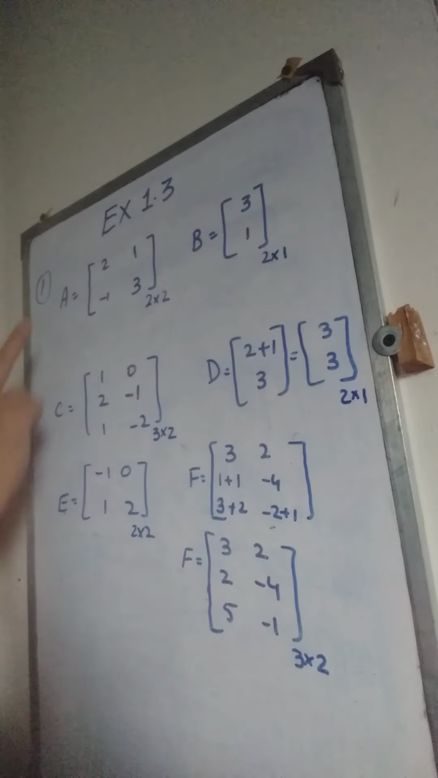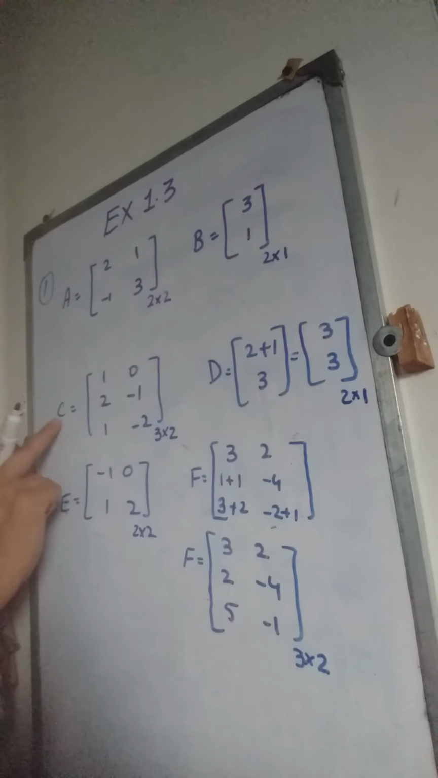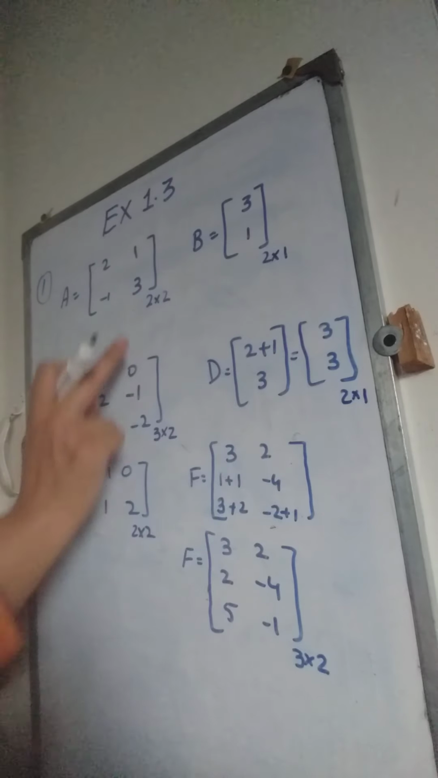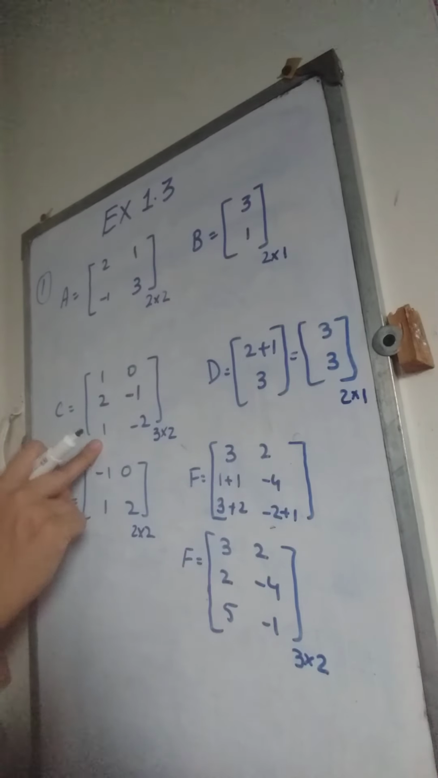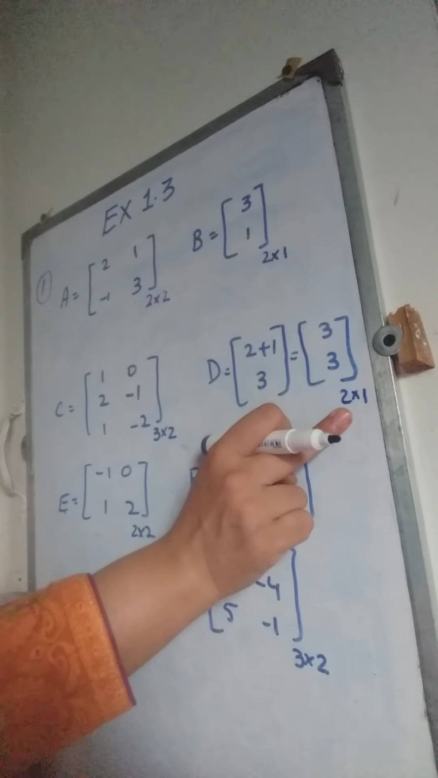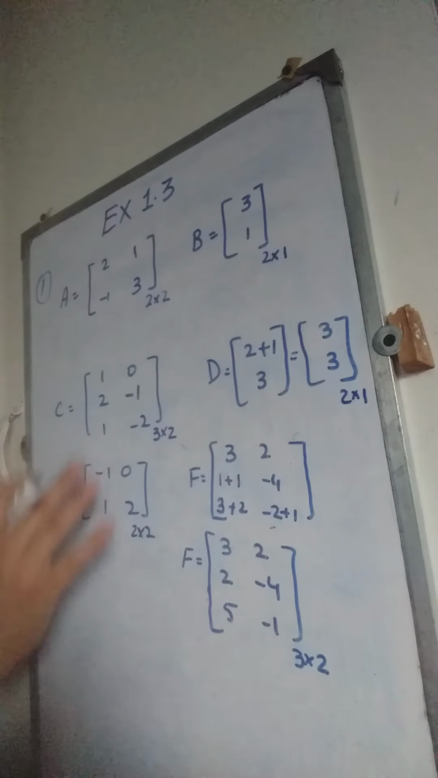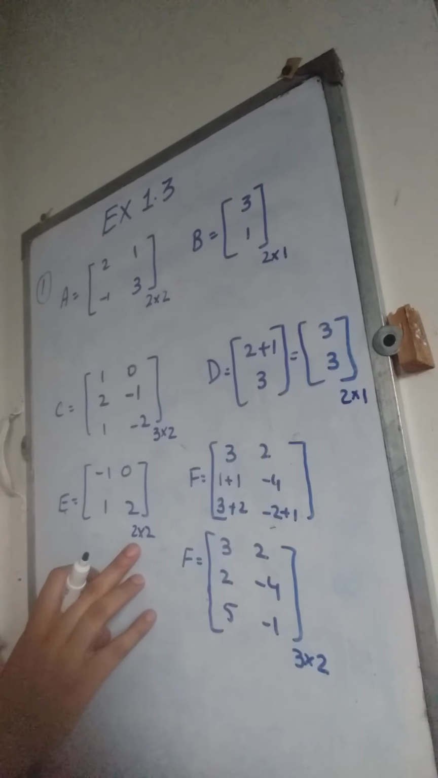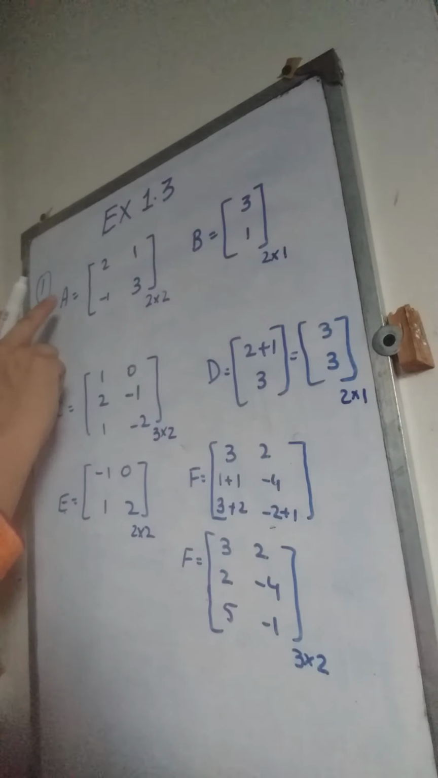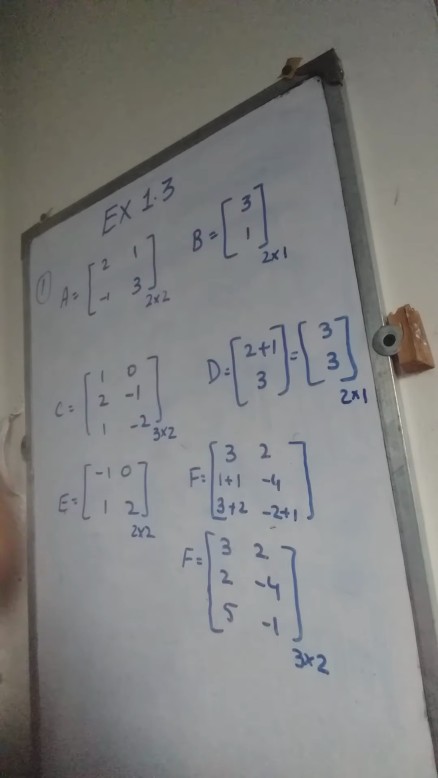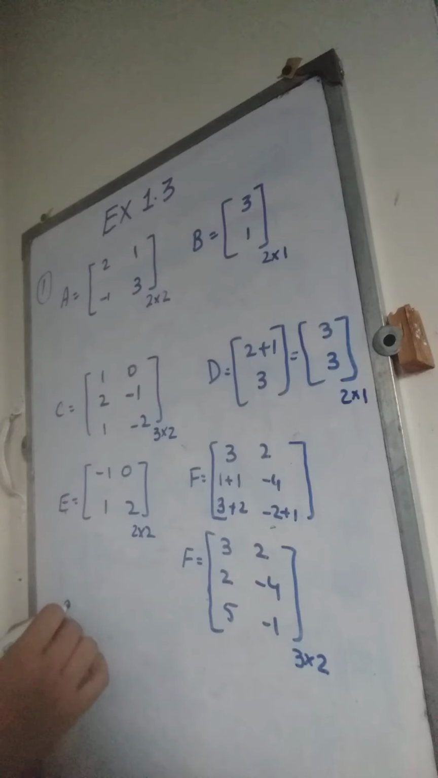Now let's see whether A can be added to C or not. C has the order 3 by 2 while A has the order 2 by 2. So A cannot be added to C. It cannot be added to D also because of the difference of order. E has 2 by 2 order. And A also has 2 by 2 order. Okay. So the matrices which are of the same order are A and E.